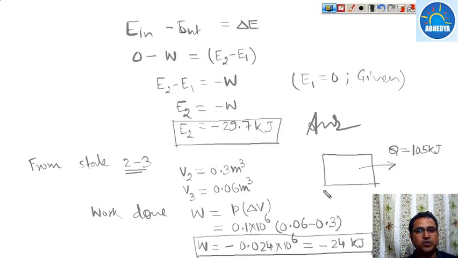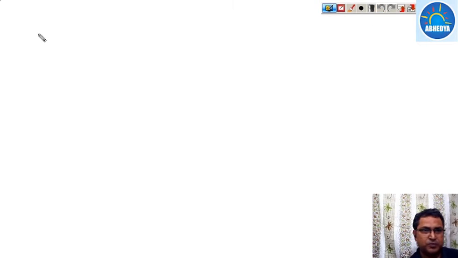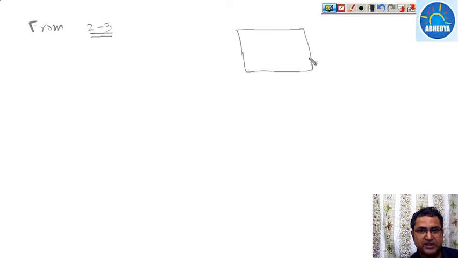Minus 24 kilojoule is the total work done. So work done is minus 0.24 kilojoule. So from 2 to 3, since the volume has been decreased, the work has been done onto the system, meaning energy input is nothing but your work.